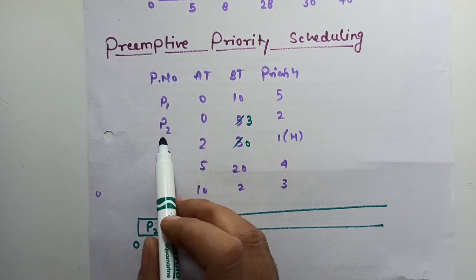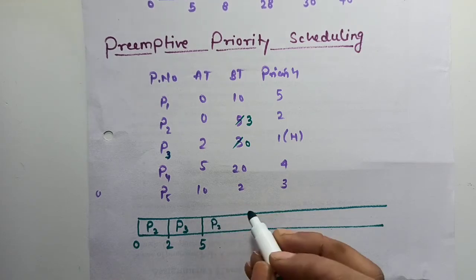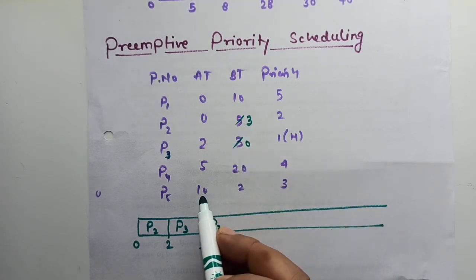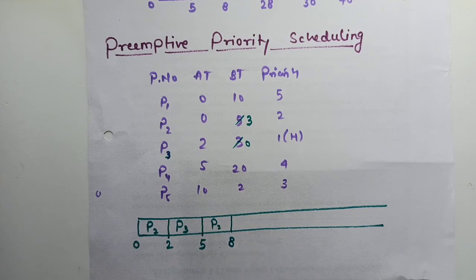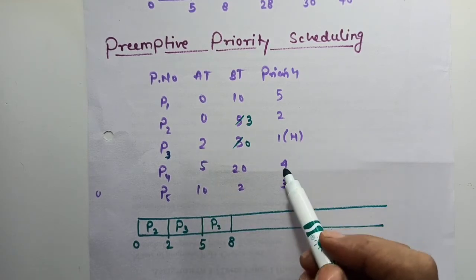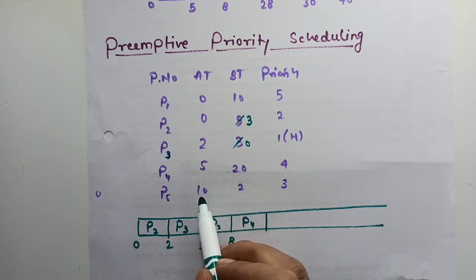Which process to schedule? Process P2 will be scheduled next. For how much time? For the next arrival time, but it requires only 3 units and the next process arrives at time 10. So it needs lesser time. So 5 plus 3 is 8. At time 8, process P2 will be executed. Now only 2 processes are left, process P1 and P4, and process P5 has not arrived yet. So which process to schedule next? Process P1 or P4? Process P4, right? For how much time will it execute? For 2 units only, because the next process arrives at time 10.